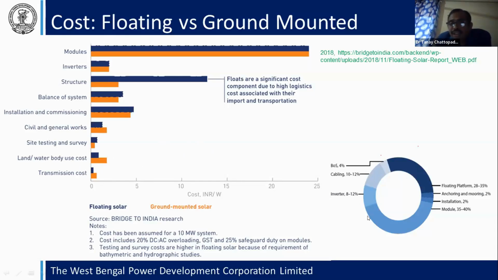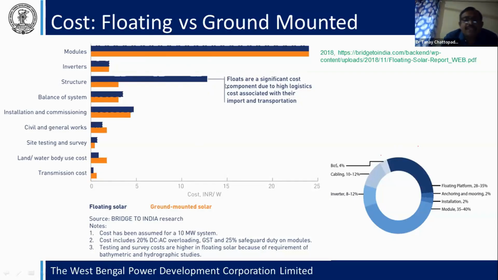The main cost here is the structural cost. Actually, the main costs are the structural and the module cost. The module cost is always the same for floating and ground-mounted. Only the structural cost differs here, and the floaters are the significant cost.